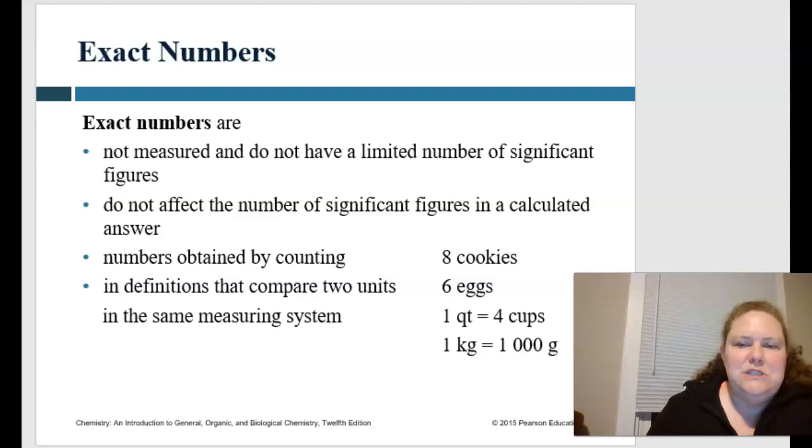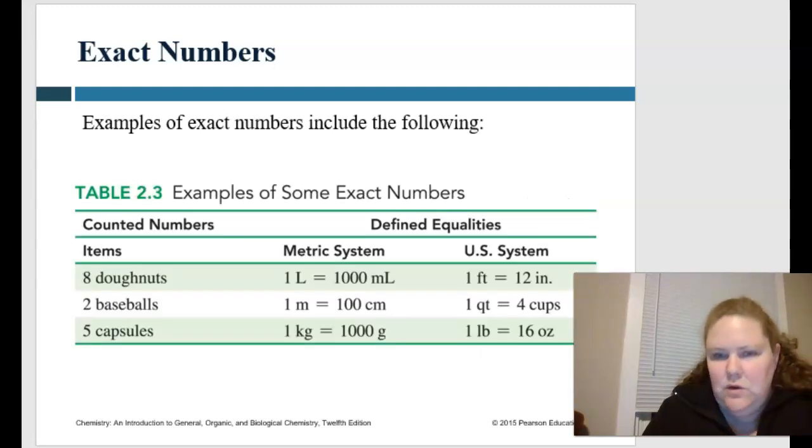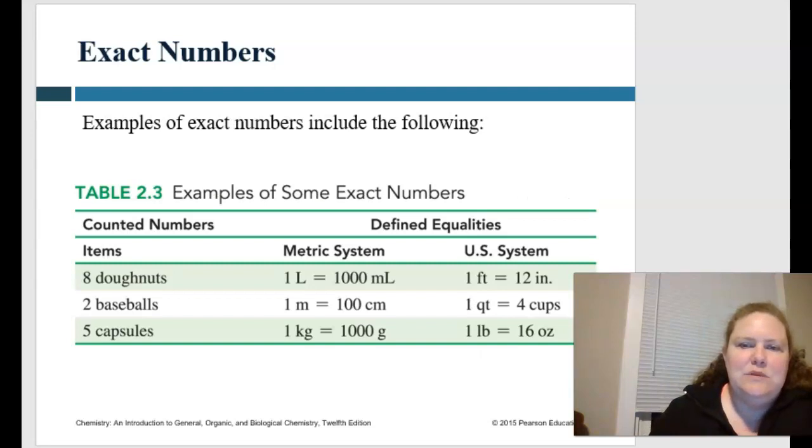It can be used in definitions that compare two units in the same measuring system. So 6 eggs is an exact number. 1 quart is the equivalent of 4 cups. That's an exact measure. 1 kilogram is the equivalent of 1,000 grams. That is an exact measure. Okay, so here are some other examples: 8 donuts, 2 baseballs, 5 capsules, again, liters to milliliters, or feet to inches. These are all exact numbers.